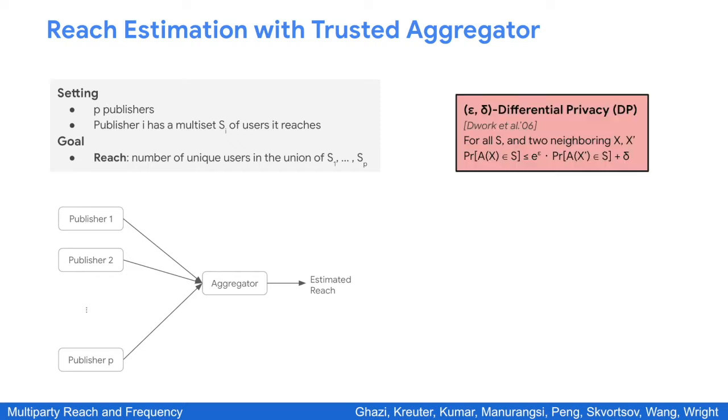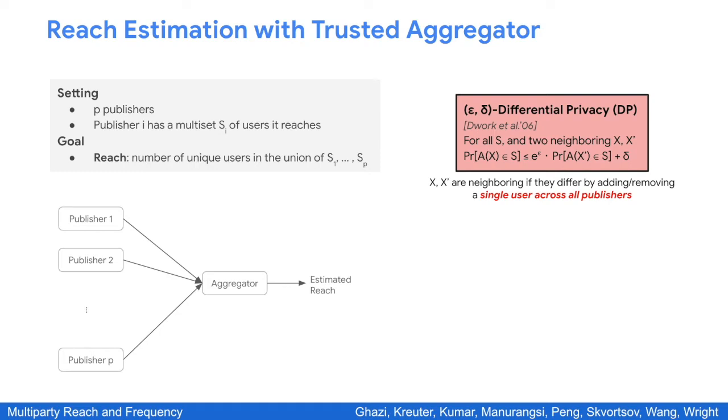The notion of differential privacy states that if we take a look at two neighboring datasets, the distribution of the output of the algorithm doesn't change too much, and this is parameterized by two parameters, epsilon and delta. In our case, we consider two datasets to be neighboring if they differ by adding or removing a single user across an arbitrary set of publishers. In other words, we are considering user-level differential privacy.